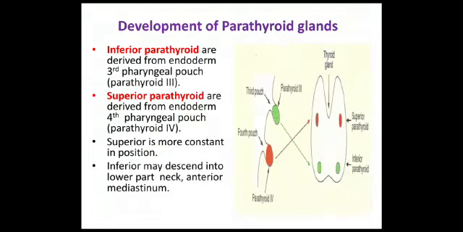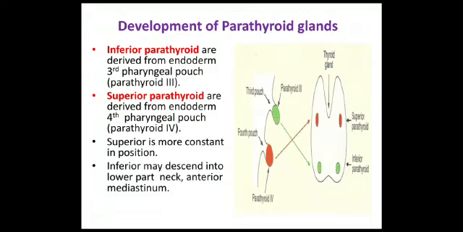So, coming to the development of the parathyroid glands, the inferior parathyroid are derived from the endoderm of the third pharyngeal pouch or parathyroid 3. They are in close proximity, so they develop along with the thymus, while the superior parathyroid are derived from the endoderm of the fourth pharyngeal pouch or parathyroid 4, which is in close proximity with that of the thyroid.